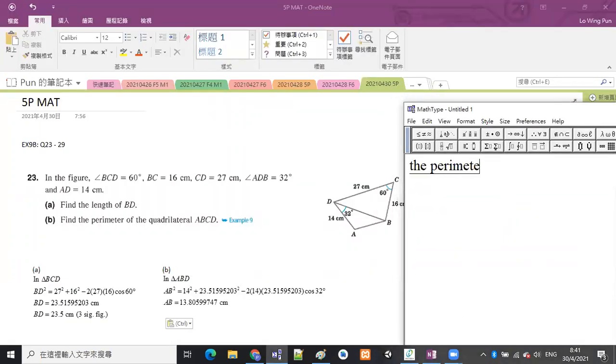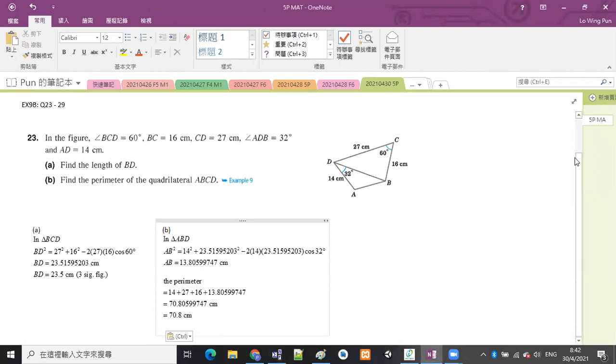Therefore, the perimeter is equal to 14 plus 27 plus 16 plus 13.80599747. Okay, and that should be equal to 70.8 something cm. And as this will be the final answer, so you may correct this to three significant figures, 70.8 cm. That is the answer of part B. Is that okay?